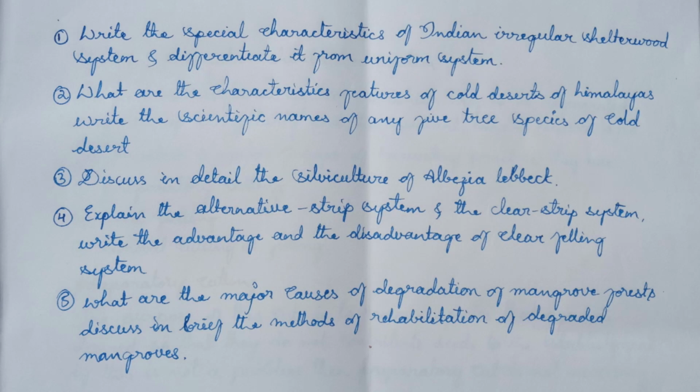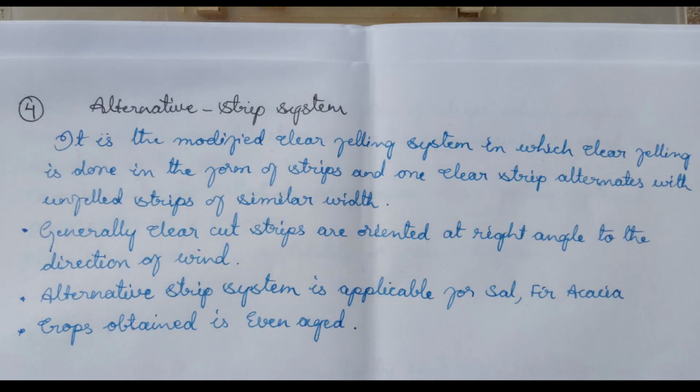Coming to the fourth question, explain the alternative strip system and clear strip system. Write the advantages and the disadvantages of clear felling system. See, alternative strip system is a modified clear felling system. Let's understand the clear felling system. See, clear felling means we will cut down the trees to the ground. Now coming to the alternative strip system.